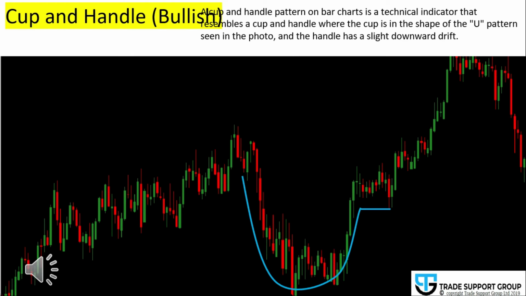The handle is a period of consolidation where there is selling pressure from investors who previously bought at those levels. This consolidation period can last from 4 days to 4 weeks before advancing higher. Always consider the length, the depth, and the volume of the cup and handle before entering a trade.